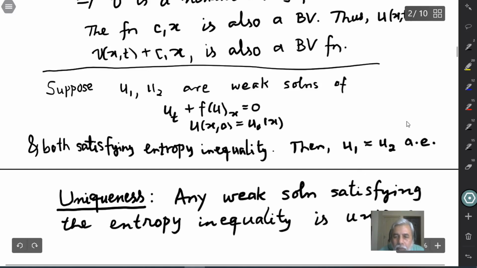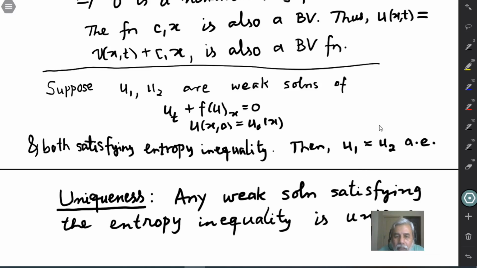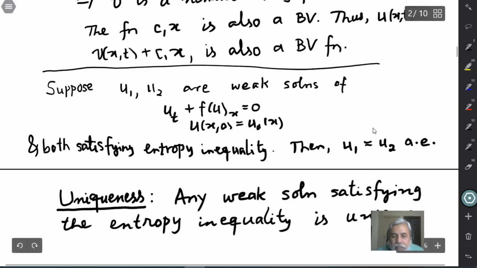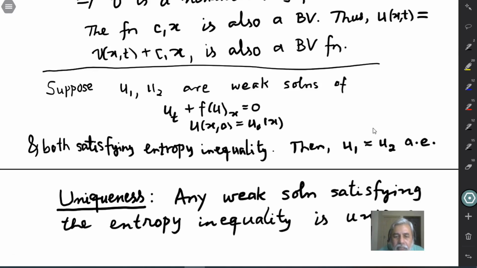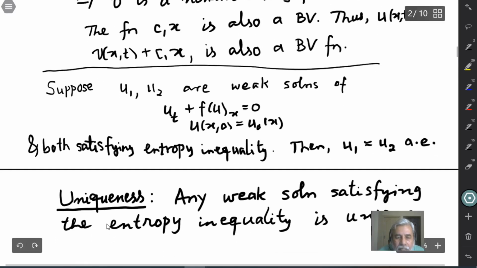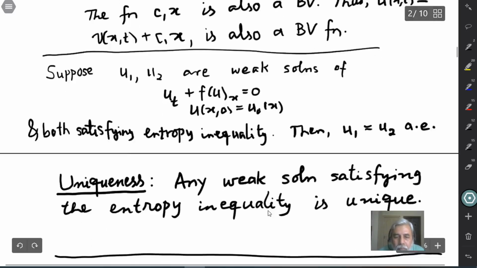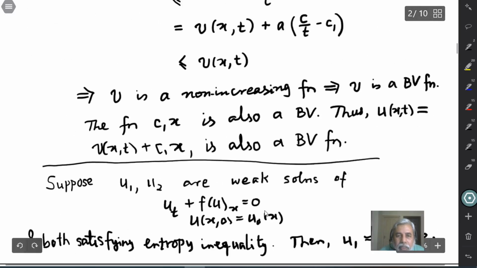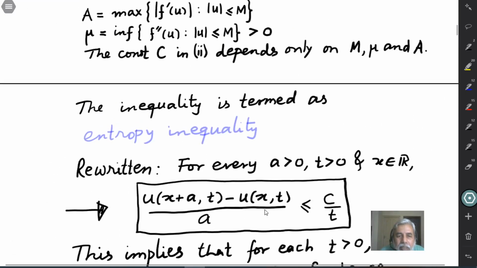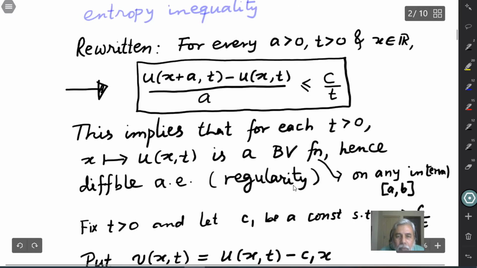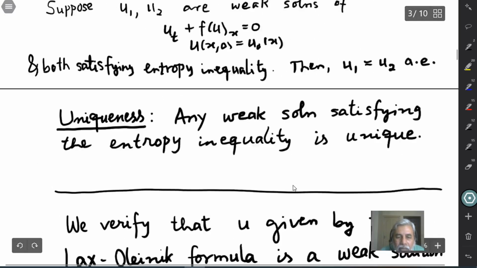We also saw examples where non-uniqueness was present. So this entropy inequality is an additional condition on the weak solution. If we impose that condition, then there is uniqueness. So another important inequality, namely the entropy inequality, we'll now discuss.